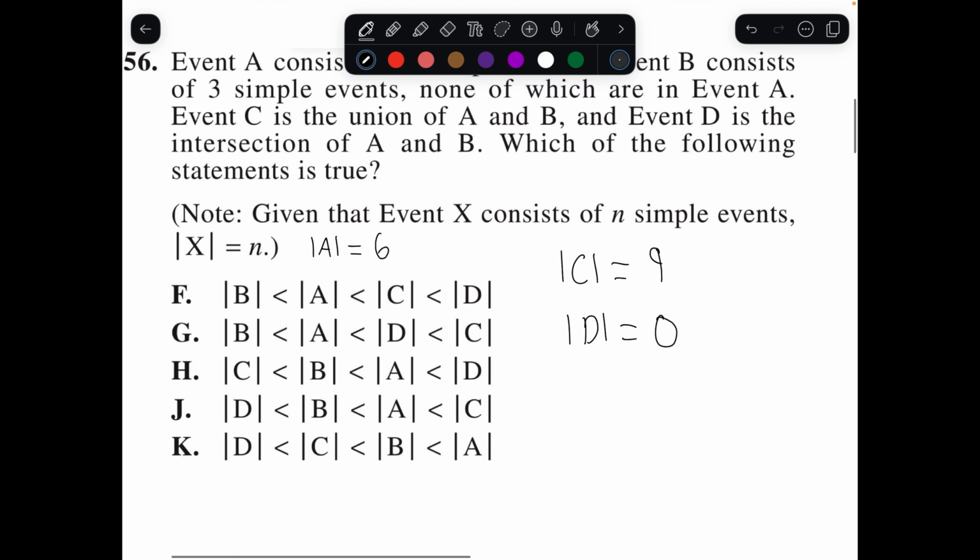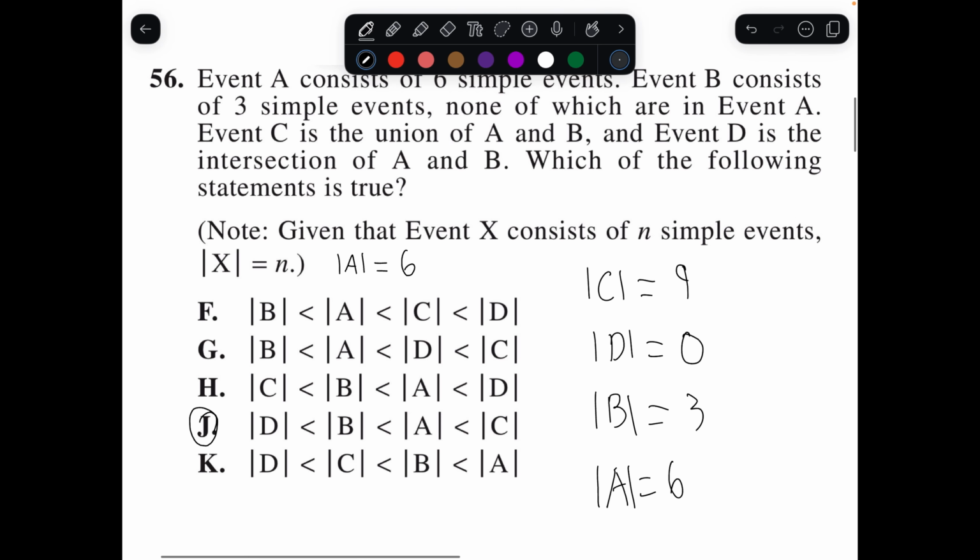So B is 3, A is 6, right? So we should be looking for D, B, A, C, right? Which matches answer choice J.